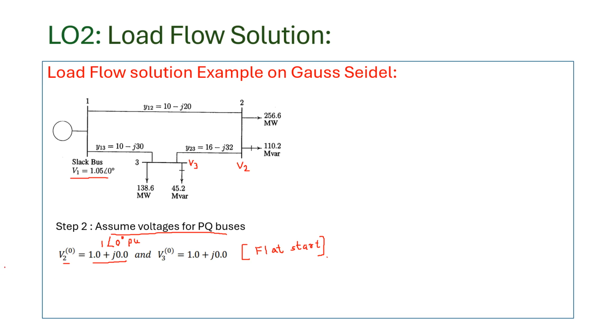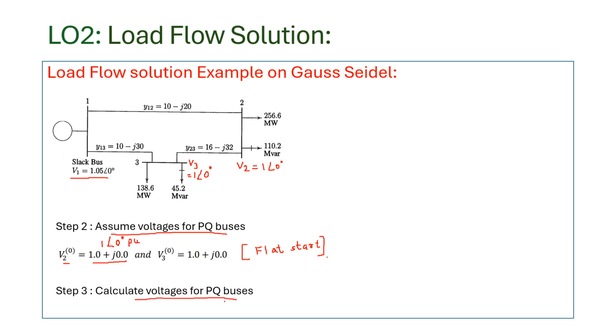After assuming the voltages, now we are assuming V2 here as 1 at an angle 0. This is not the correct value, this is our assumption. And V3 also we are assuming as 1 at an angle 0. This is also not correct, but it is our assumption. So we are always starting with assumption in numerical analysis, as we have discussed earlier. Now we have to calculate the correct values. Calculate voltages at PQ buses.